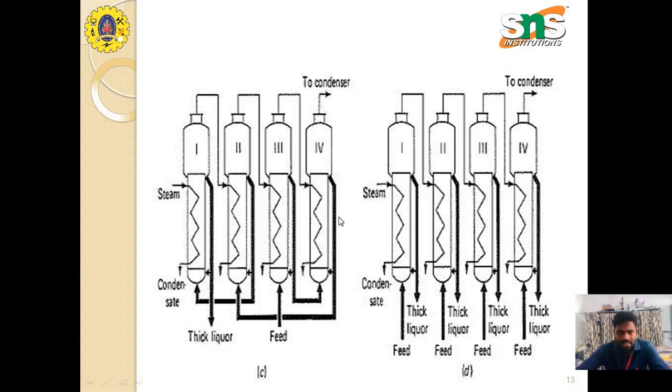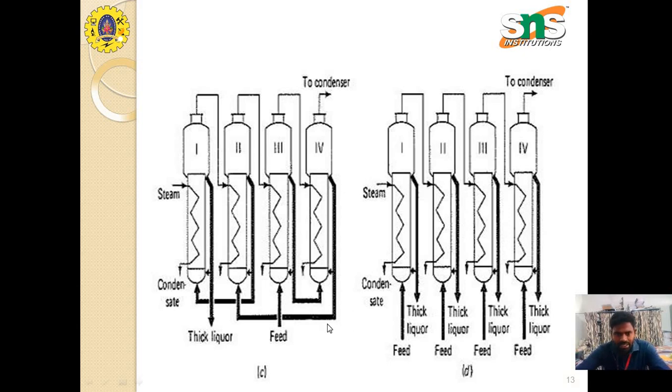Once the steam is supplied in the first container, it condenses, and the vapor extracted from the first evaporator is the heating medium for the second evaporator. So the process is very simple. The steam is supplied only once, in the first evaporator, and it condenses. The vapor evaporated from the first is the heating medium for the second one, and it continues in the same way through the number of evaporators that we have.